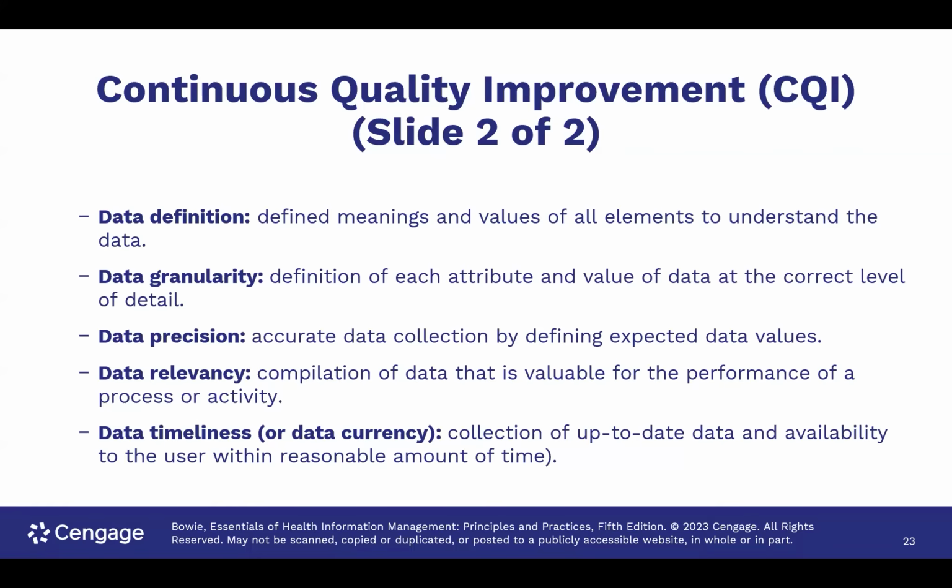We also need to have data definitions. These are defined meanings and values for all elements to understand the data. The term data granularity is the definition of each attribute and value of data at the correct level of detail. In other words, is our data detailed enough? Finally, we have data precision, relevancy, and timeliness. Timeliness speaks for itself, but precision involves accurate data collection. And then relevancy is making sure that we're collecting the right, relevant data.